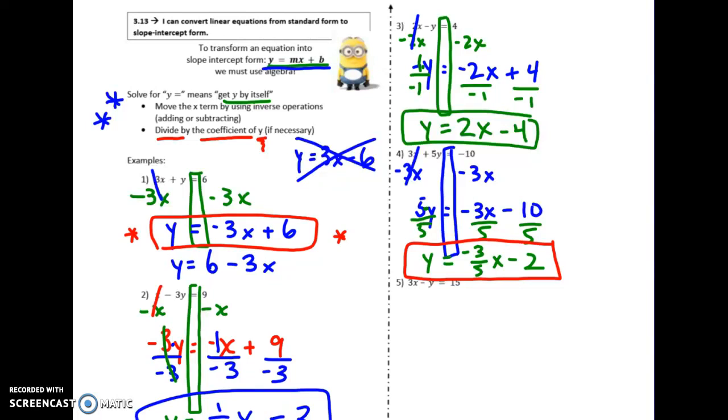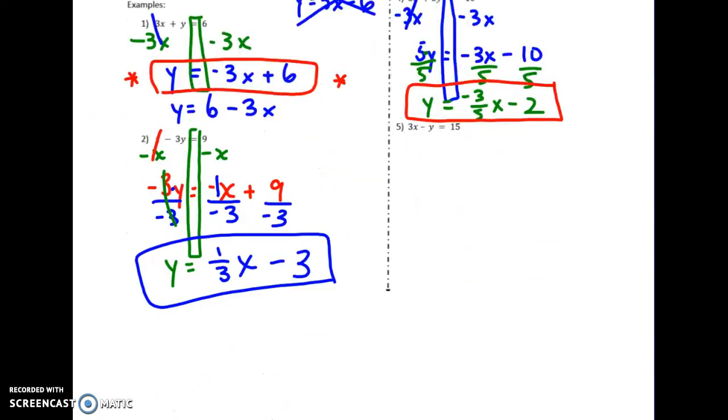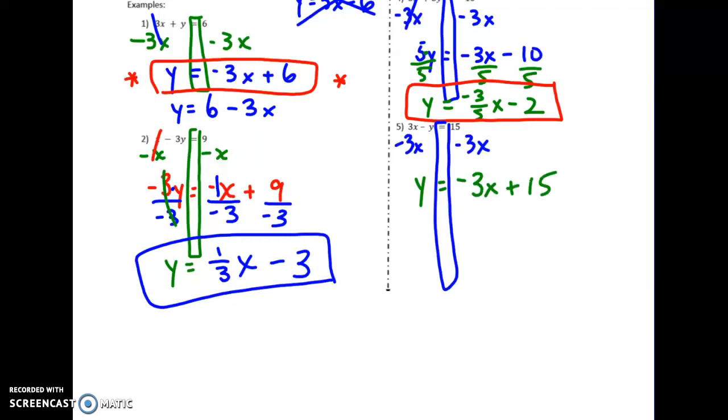Good? Okay, so last one, I hope I didn't cover it up. It says 3x minus y equals 15. So what are we going to do first? Good. Get rid of that x term. We said you're always going to start out by doing the easiest thing. Add or subtract the x term. Once you get that big thing out of your way, you can really focus on what's left. We have our y, we have our negative 3x, and we have our 15. We're done, aren't we? No, we can divide by negative 1.